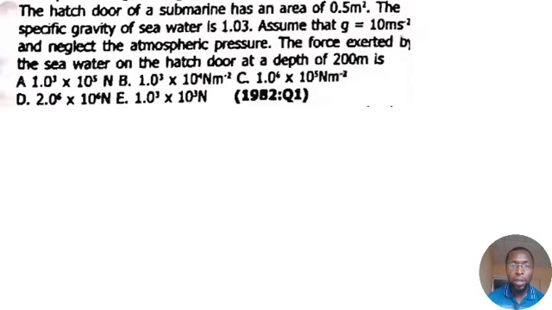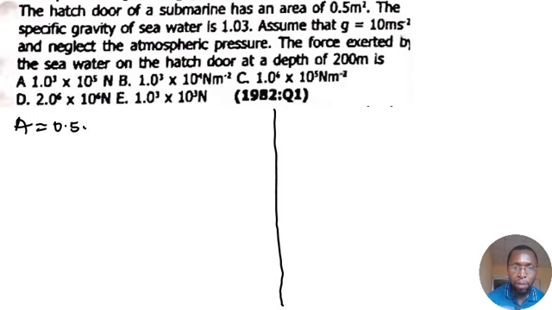It says the arch door of a submarine has an area of 0.5 meters squared. So let's split our page into two, and say the area given is 0.5 meters squared. Let's write our parameters out. The specific gravity of seawater is 1.03. Like we learned in our last lesson, another word for specific gravity is relative density. So the relative density of seawater, RD, is 1.03. It is dimensionless, it doesn't have units.